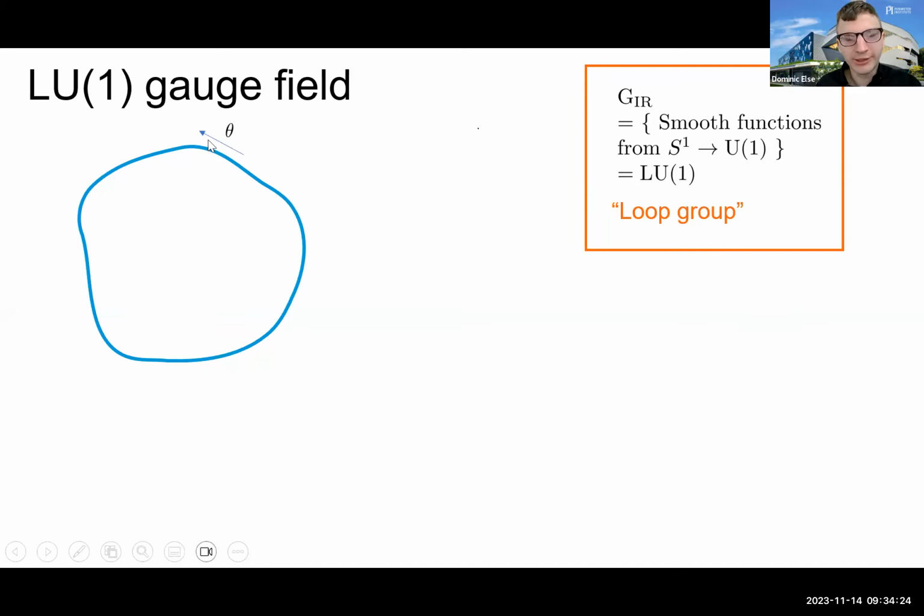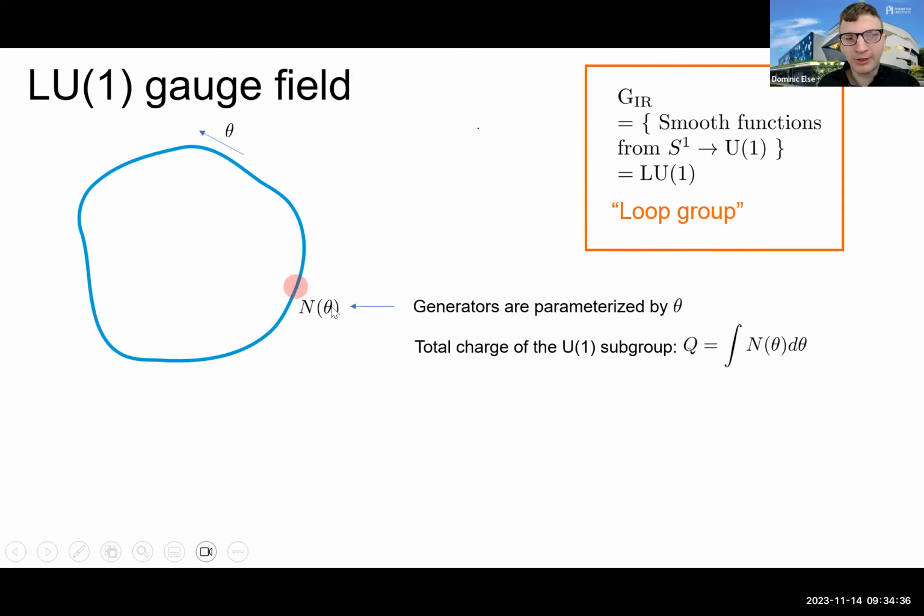We introduce this coordinate theta that physically parameterizes where you are on the Fermi surface, or mathematically just parameterizes this S1 that's in the definition of the loop group. The generators of the loop group are parameterized by this coordinate theta. So there's infinitely many generators because theta is a continuous coordinate, which corresponds to the fact that this group is infinite dimensional. The total charge of the U1 subgroup, which would correspond to the microscopic U1 symmetry, is the integral over theta of these generators.